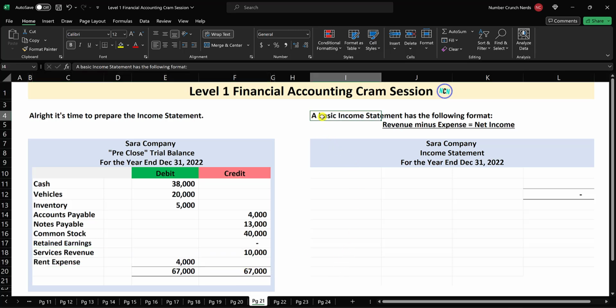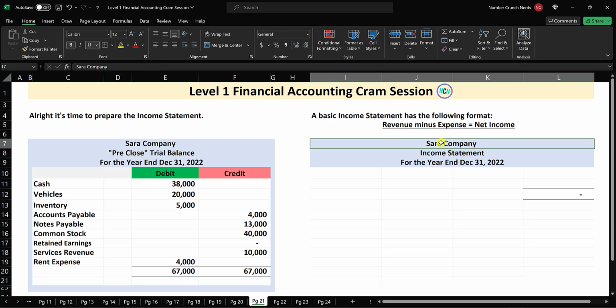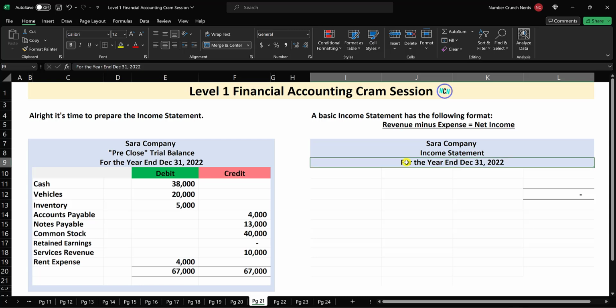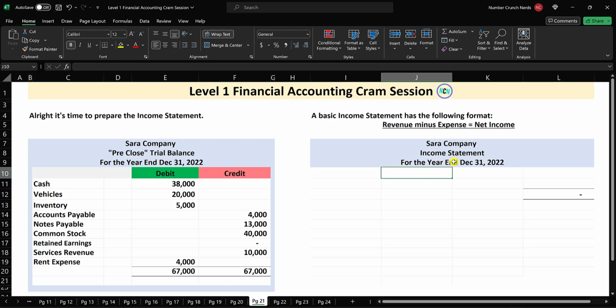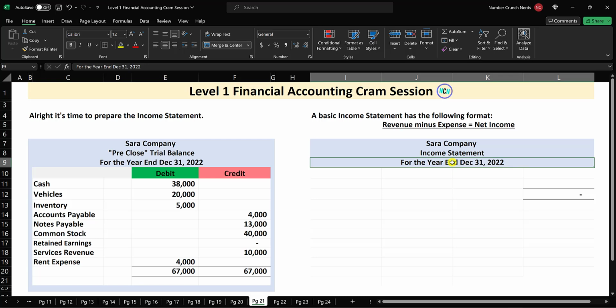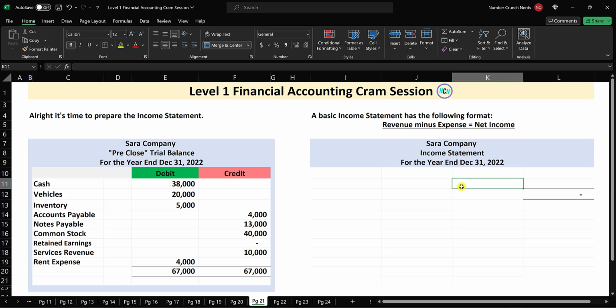So a basic income statement has the following format: revenue minus expense equals net income. And the header for an income statement, which you need to know because you will clearly be tested on that in any basic accounting class, is name of the company first, then the phrase income statement, and then you must write for the year end or for the period end, whatever it is, if it's a month, a quarter, a year, for the period ending, and then whatever the date is. All right, so we're going to set up an income statement just like this.